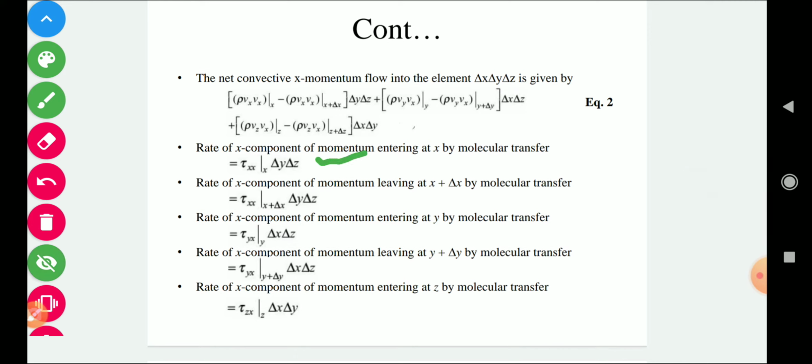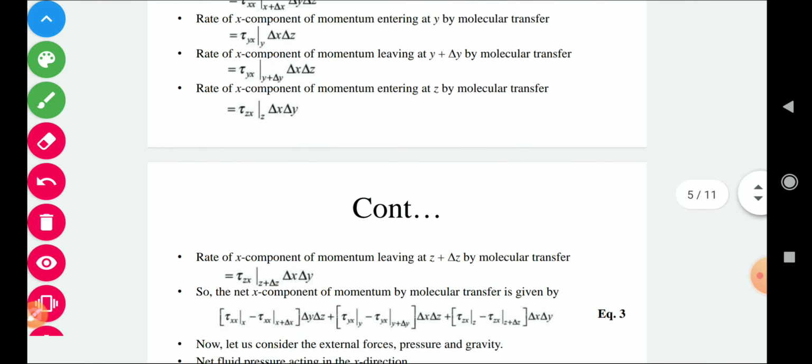So this delta z. Similarly, the rate of x component of momentum leaving at x plus delta x by molecular transfer will be equal to tau xx at x plus delta x, delta y, delta z. Similarly, we can write the rate of x component of momentum entering and leaving in the y and z directions. In the y direction, this one is momentum in and this one is momentum out, and in the z direction this one is momentum in and this one is momentum out.